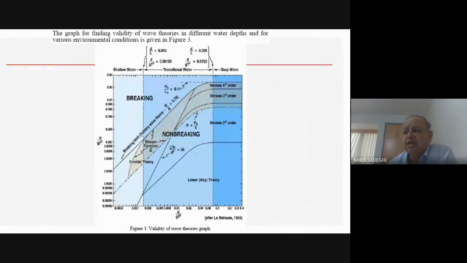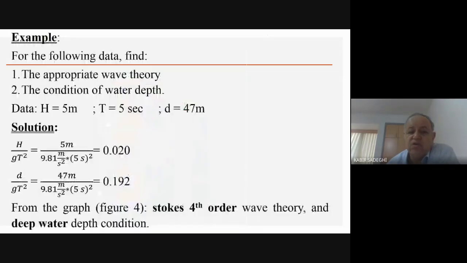In this slide, we have one graph that shows the validity of different wave theories for different conditions of wave height and water depth, and it also gives us the condition of water depth. Is it shallow water? Is it transitional water? Or is it deep water? We saw some examples of how we find the validity, how we find the appropriate wave theory, and what the water depth condition is.